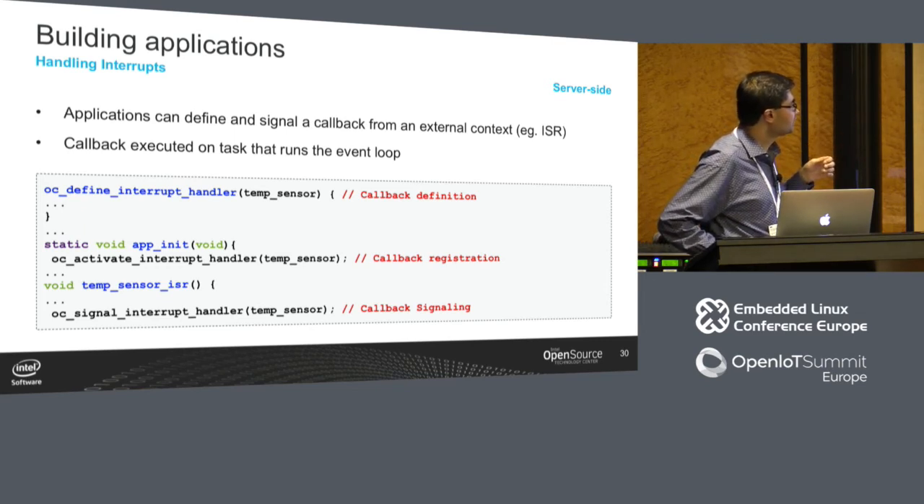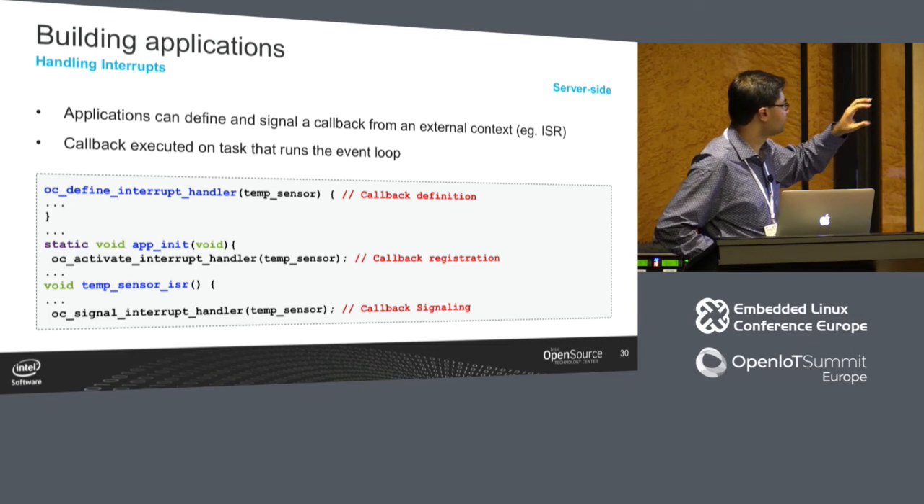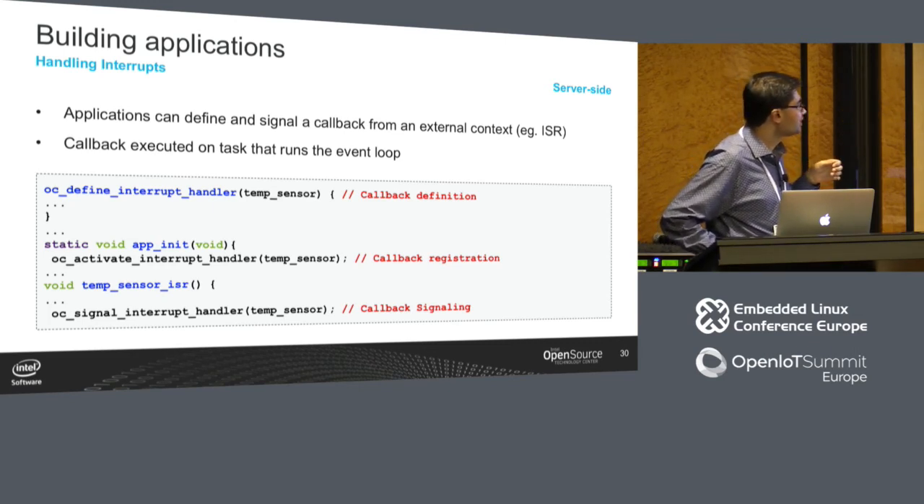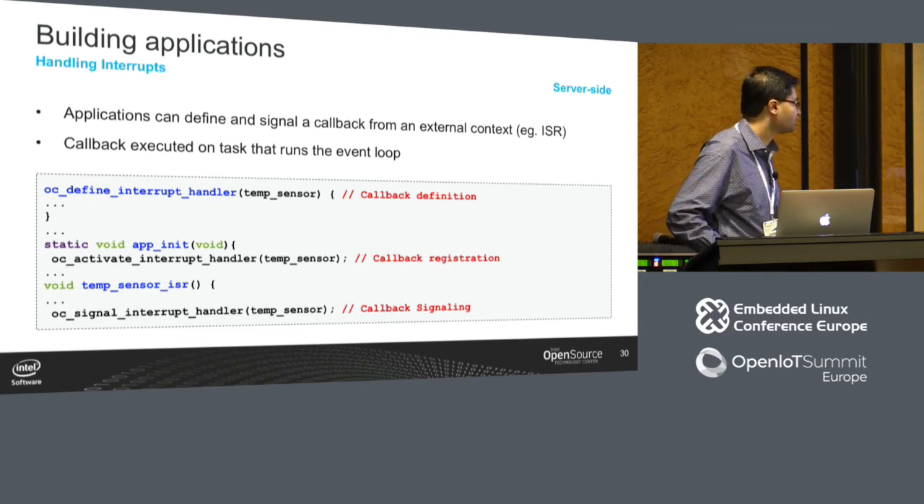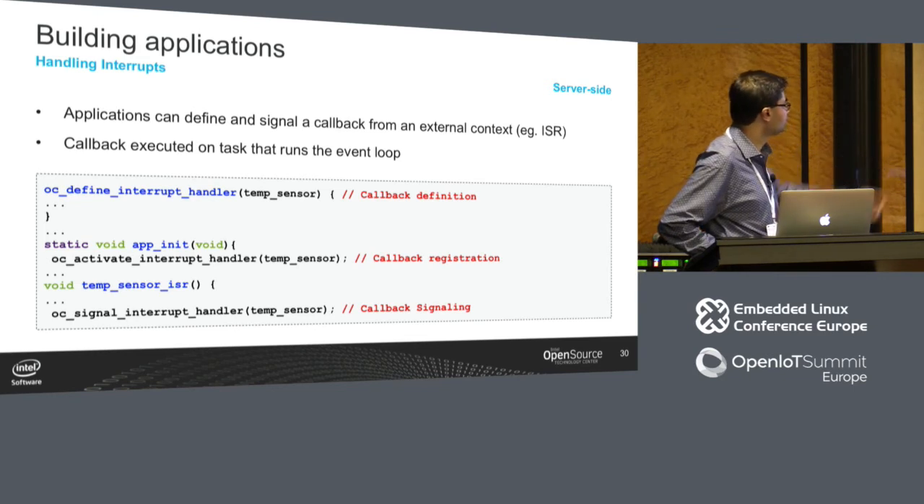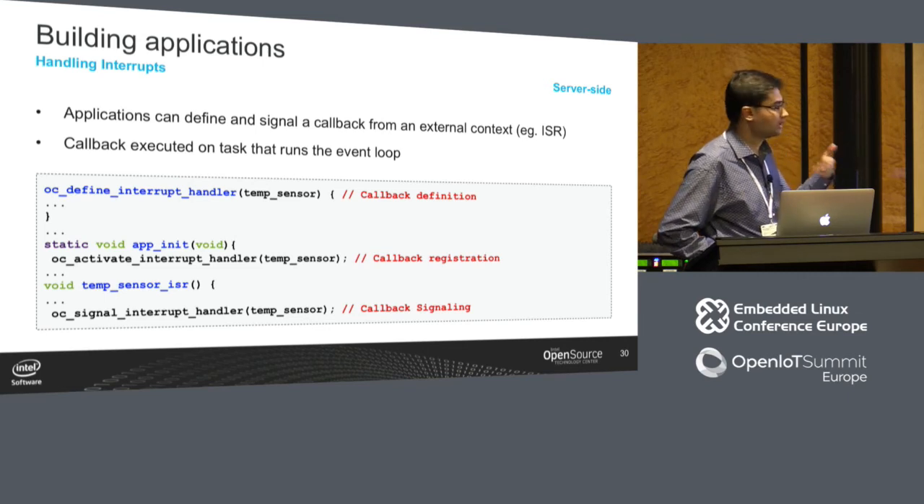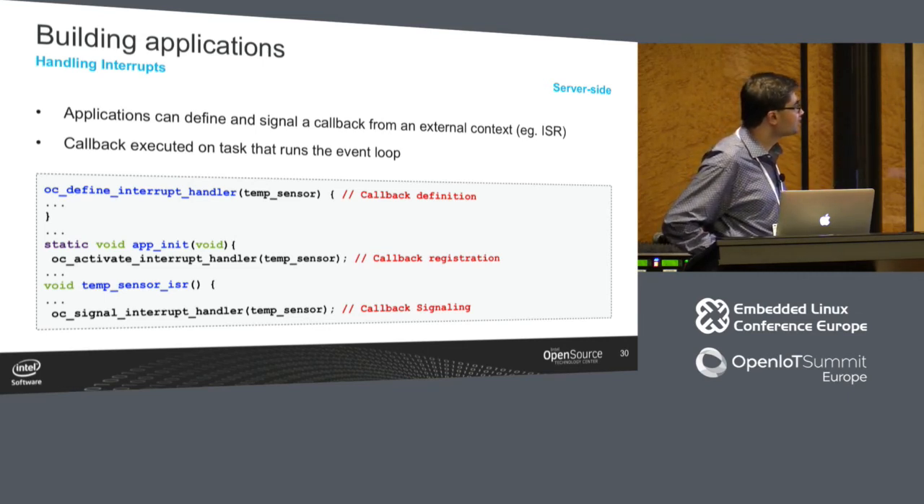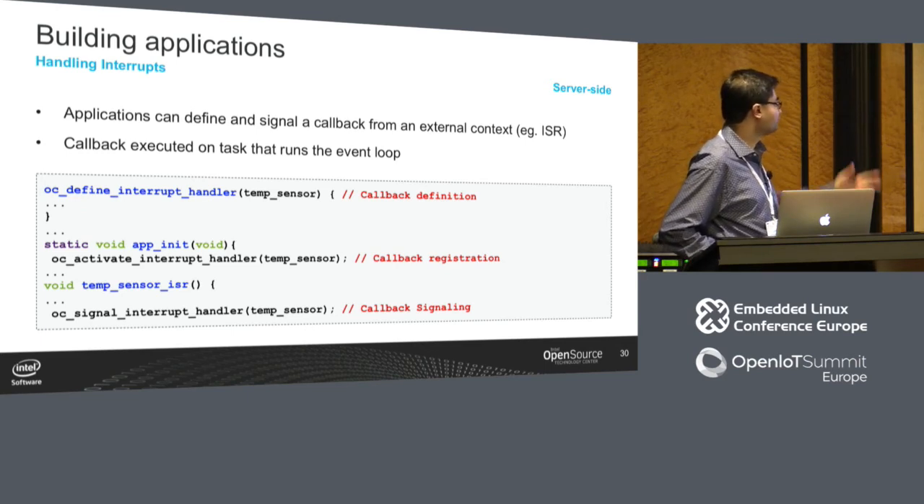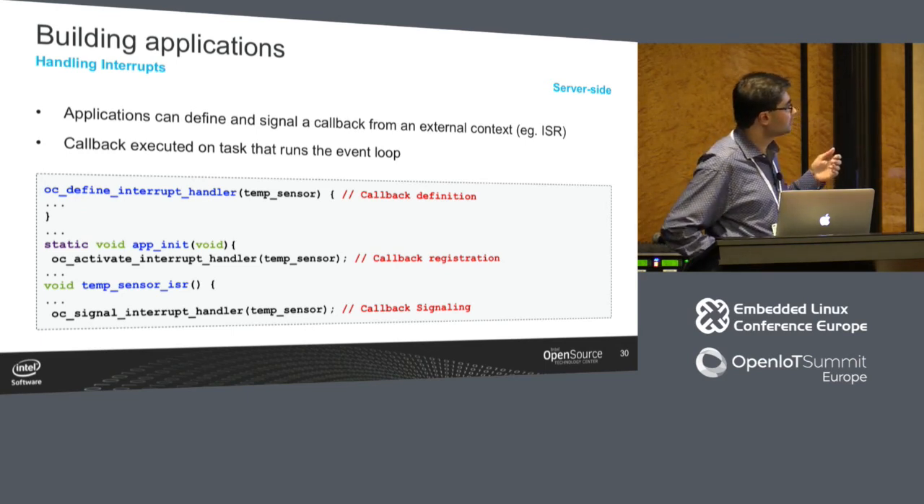So in this case, we can see an example of how you would define a callback and give it a name, register a callback during initialization, and subsequently signal the callback. And this you could use to again handle data from sensors or anything that's externally derived, an externally derived event to handle that. And it ends up getting synchronized and executing in the context of the event loop. So for instance, this could be used to send notifications of sensor data values whenever they get delivered to the application through the ISR.